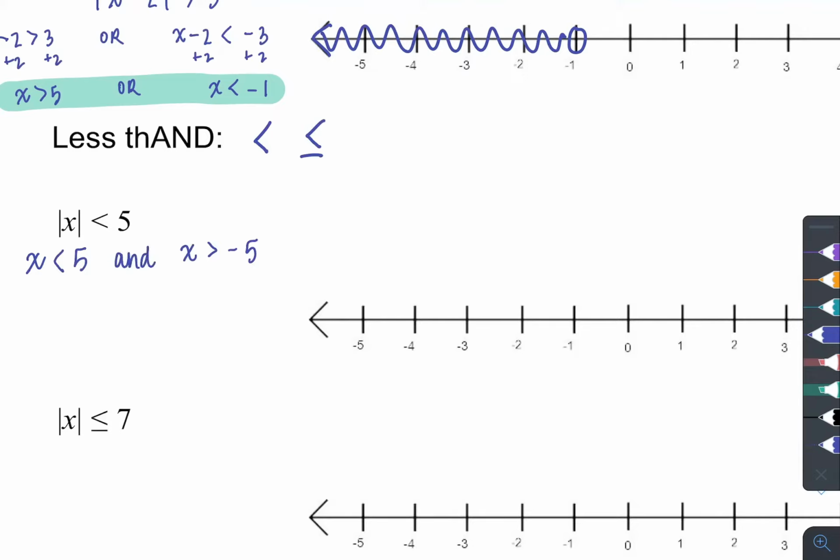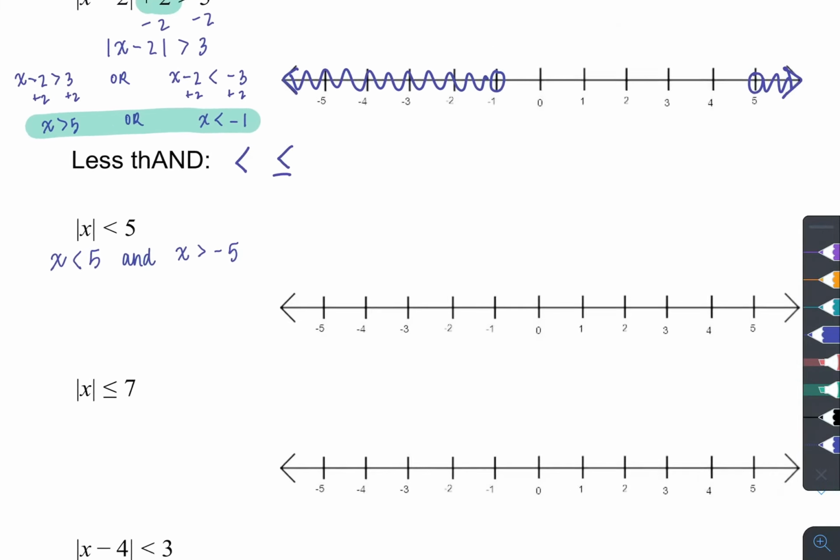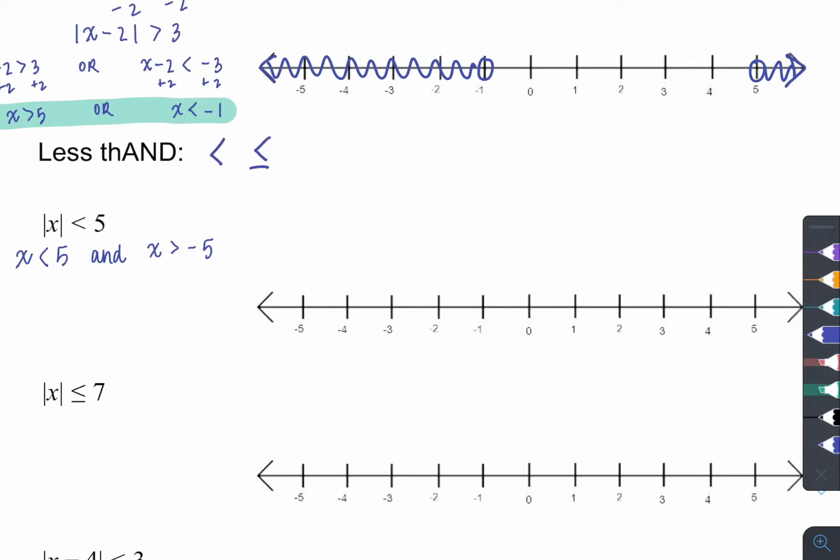All right, so this is an and, so we can rewrite it. Let's go ahead and graph first. So I have between 5 and -5 here. I've got less than 5 going this way and greater than -5 going this way. So it's going to be everything in between here. So then our inequality would be written as x is between -5 and 5.